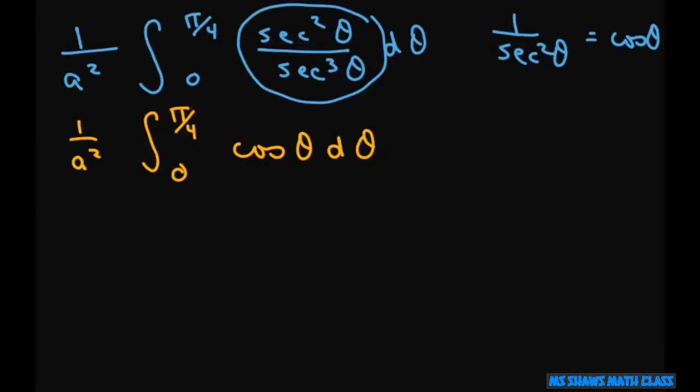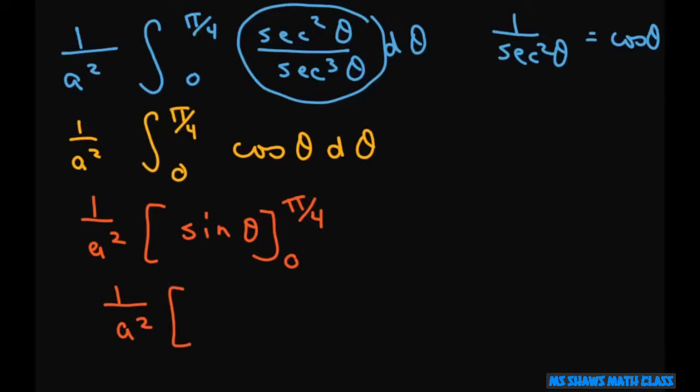All right, now let's integrate. So we're going to have 1 divided by a squared. The antiderivative of cosine is sine. So that's going to be sine theta from 0 to pi divided by 4. So we get 1 divided by a squared, and sine of pi over 4 is square root of 2 divided by 2, and sine of 0 is just 0. So your final answer is just going to be square root of 2 divided by 2a squared.